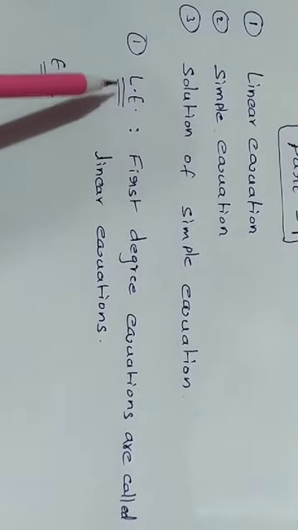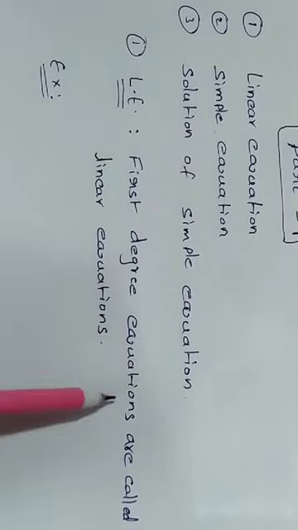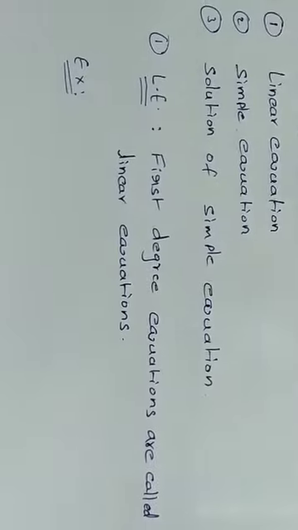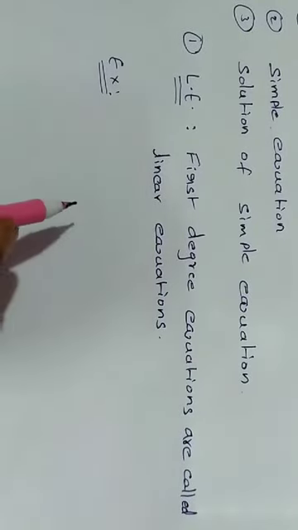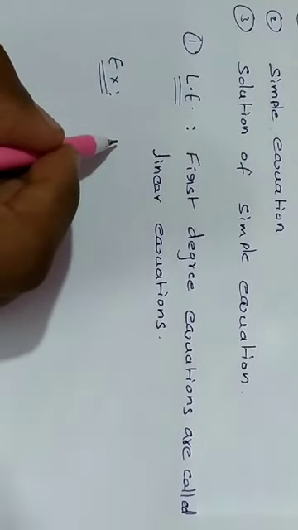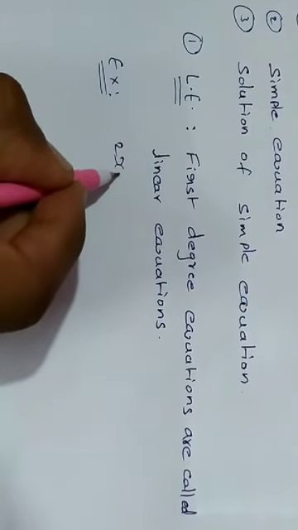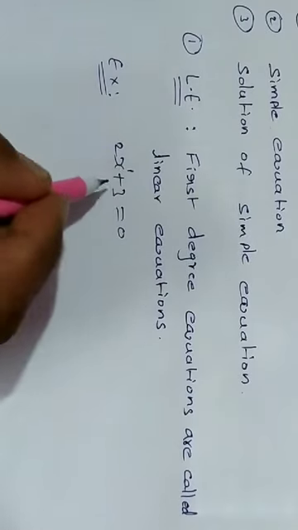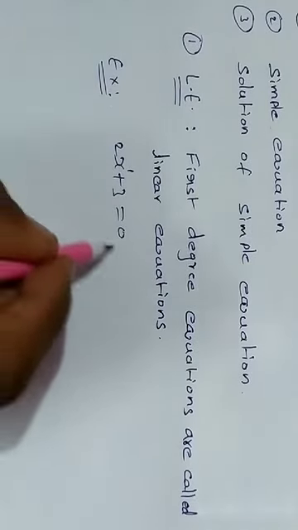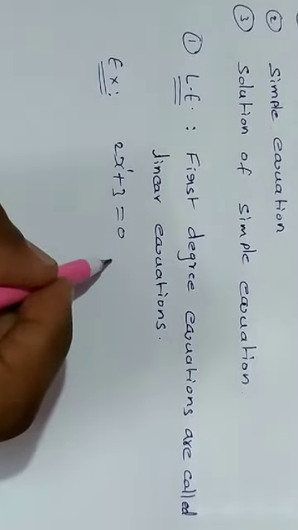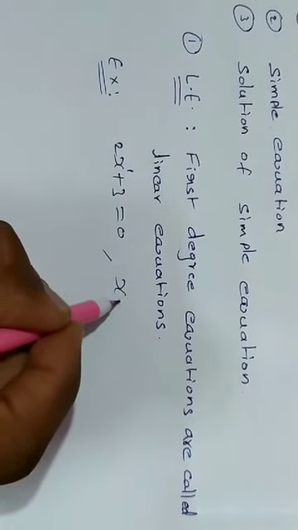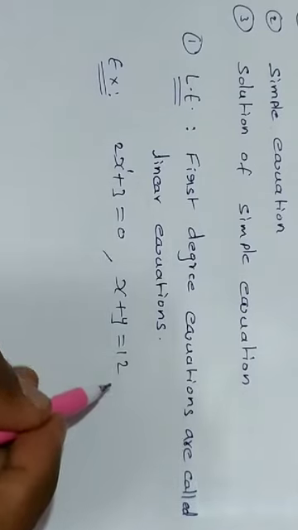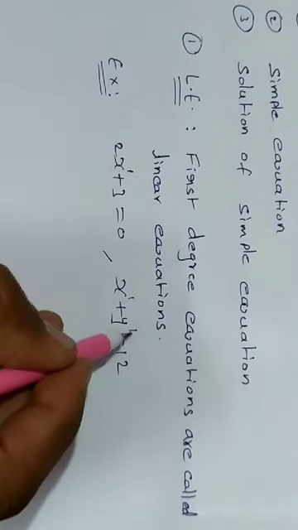Linear equation: first degree equations are called linear equations. The equations having degree 1 are called linear equations. For example, 2x plus 3 is equal to 0. Here the degree is 1, so it is called a linear equation. And the next example, x plus y is equal to 12. It is also a linear equation. Its degree is also 1.